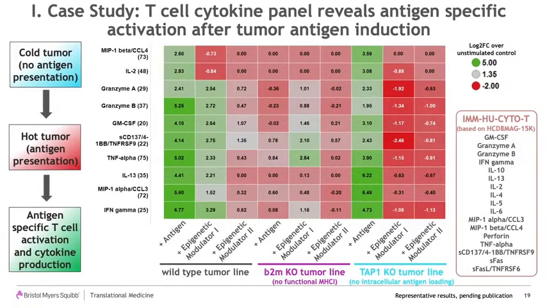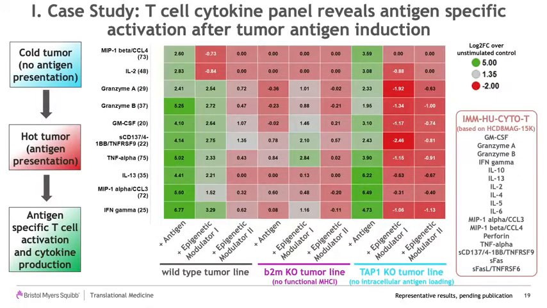An example using the Coculture system I showed you on the last slide is depicted here. The idea of this particular project is to turn cold tumors without antigen presentation into hot tumors that do present antigen, using various types of epigenetic modulators that we treat the tumor cells with prior to adding the antigen-specific T cells and measuring their activation.